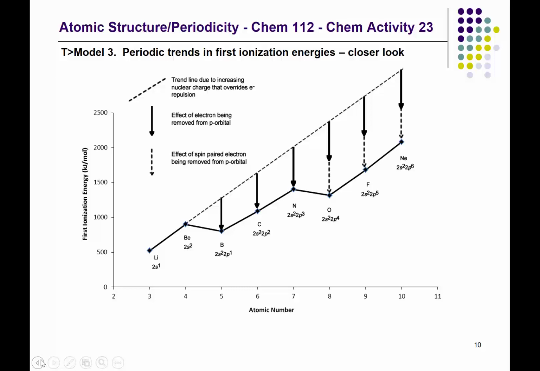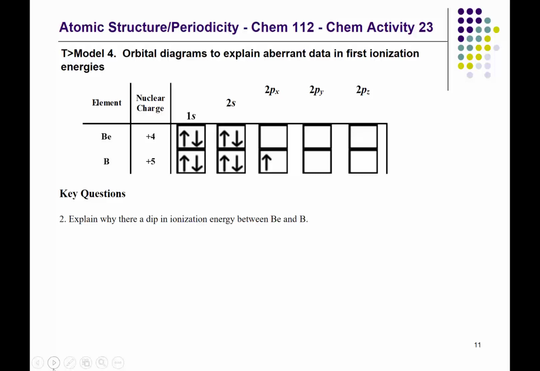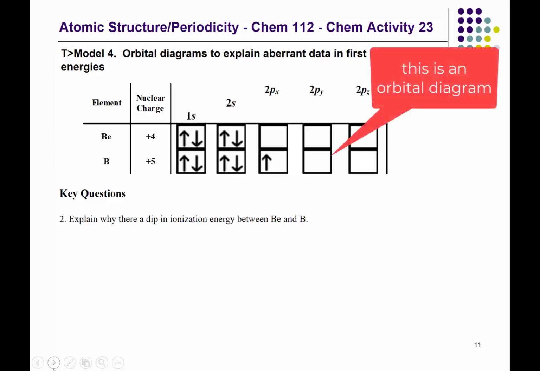I'd like to get down, in a sense, to a little more nitty-gritty in the actual explanation. So moving to the next key question and this chart here, we're asked to explain why there's a dip in ionization energy between beryllium and boron. Now we're going to be able to explain this. If you're, for instance, asked in an assignment or a quiz or a test, you would be able to produce an orbital diagram something like what I'm showing you here.